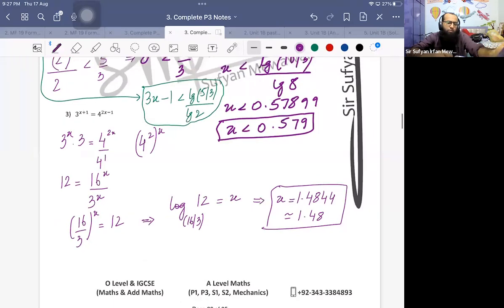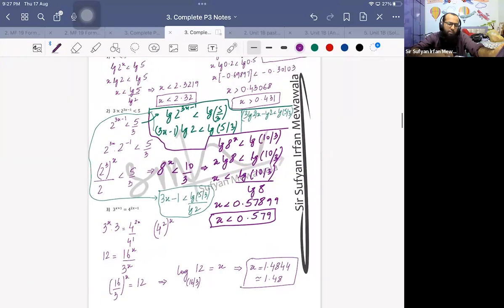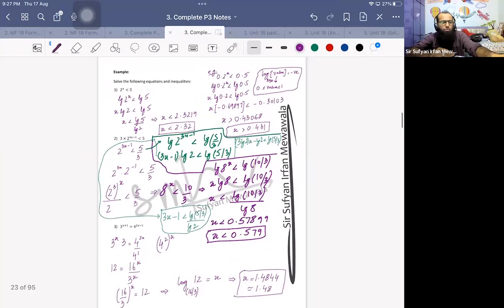Then Alhamdulillah, we are clear with this, and we have solved all the examples. With that, we have completed the explanation of logarithm. Alhamdulillah. I'm going to upload the past paper questions tomorrow, inshallah. The recording will also be uploaded.